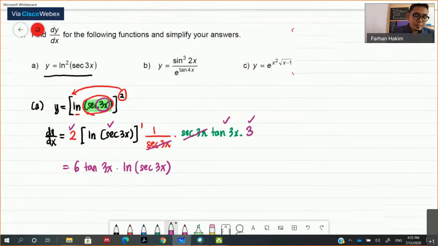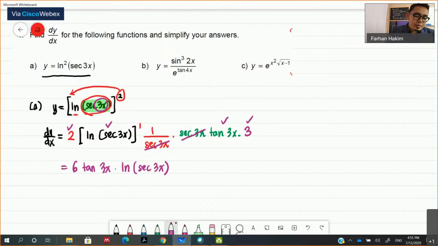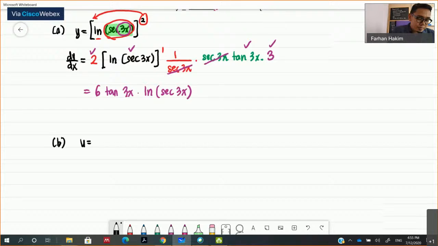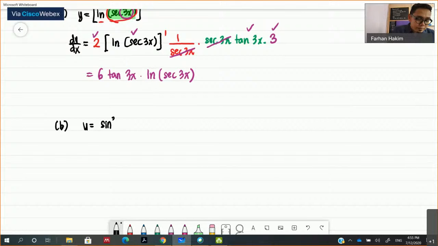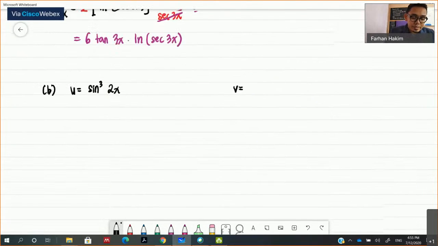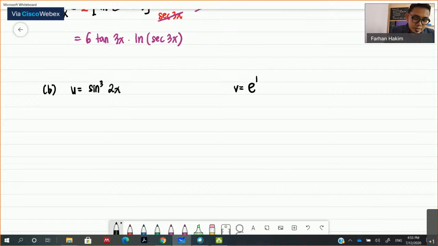For question B, you can tell it's U over V. So this is the one where you have to use the quotient rule. All right. So let's just write the U first. U over V. So in this case, U is actually sine to the power of 3 of 2x. And V is actually e to the power of tangent 4x.